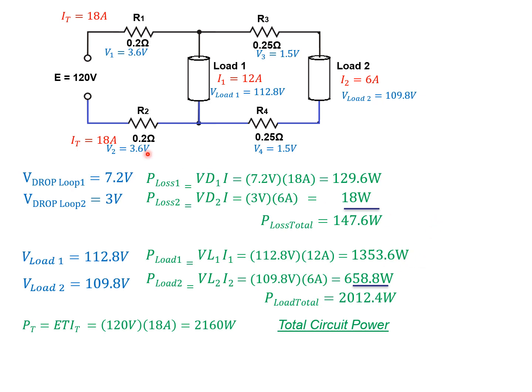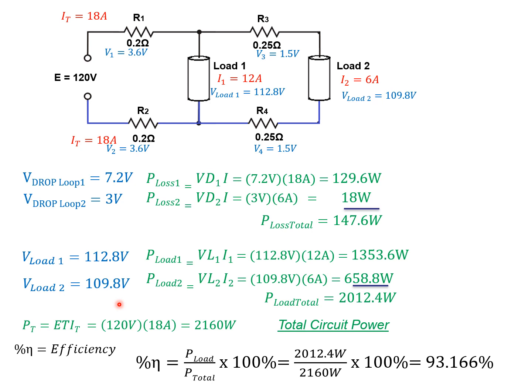We can now calculate the total circuit power because, well, we could have from the start. We've got 120 volts, 18 amps, which means we've got 2160 watts of total circuit power. Since we've got the output power of 2012.4, our total input power of 2160, we can now calculate the circuit efficiency by power out over power in, or power to the load over power total. And our overall circuit efficiency for this example works out to be 93.166%.